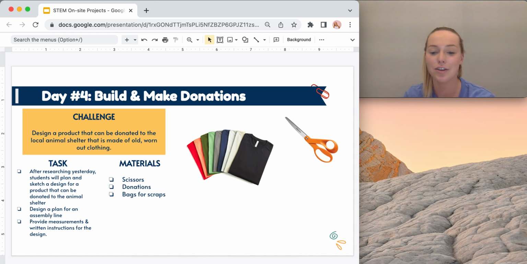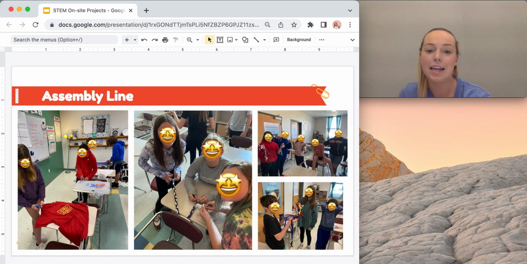And then the students made an assembly line. These were my students. In this first line, we had a crew that was our cutting crew, and they would cut up the old T-shirts into strips, because our class actually chose to do braided dog toys. They were really excited about that.